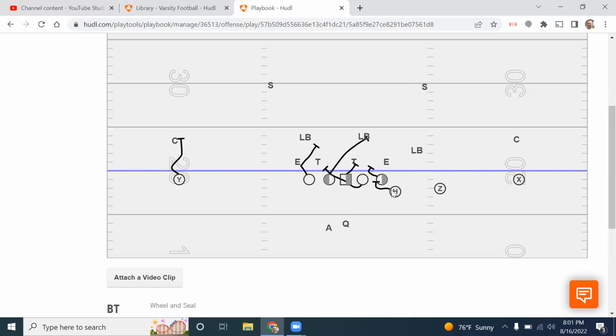H, if you're on the backside of trap, you're going to do the same thing the tackle does. You're just going to mirror the tackle. You're going to wheel and seal. So you're going to step in and block this end. If this end, for whatever reason, slants inside, then you're going to turn back and look for a linebacker coming off the edge. You're going to block C to D gap. Tackle is going to block B to C gap. You're going to wheel and seal.